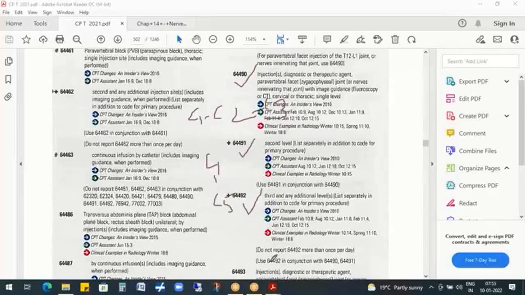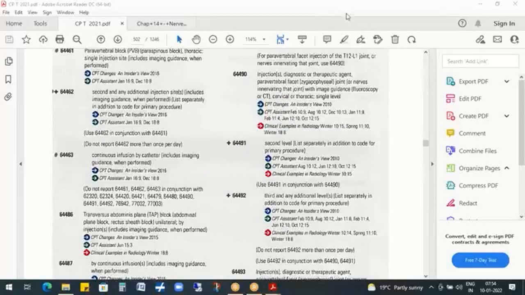A parenthetical note is there below the code: do not report 64492 more than once per day. You cannot repeat the code two times, three times. Only one time max. That means if MBB is performed for more than three levels also, you need to code only for a maximum of three levels. Understood the concept? Yes. And 64492 is also saying third and any additional levels.